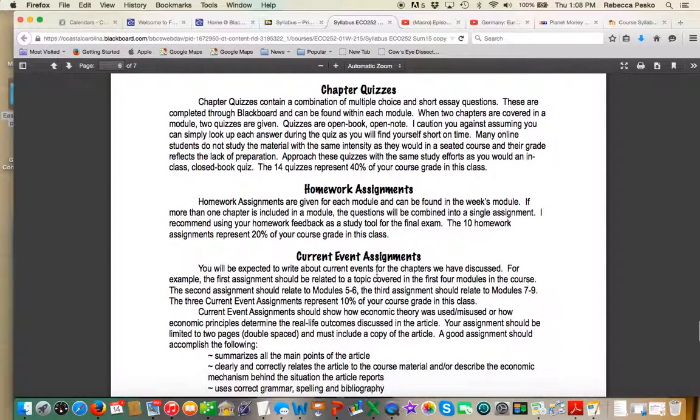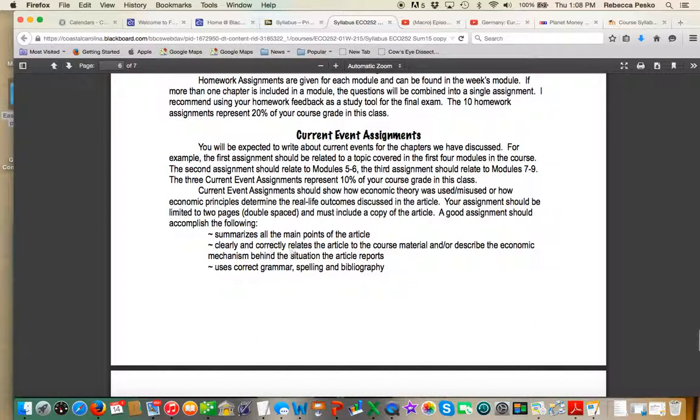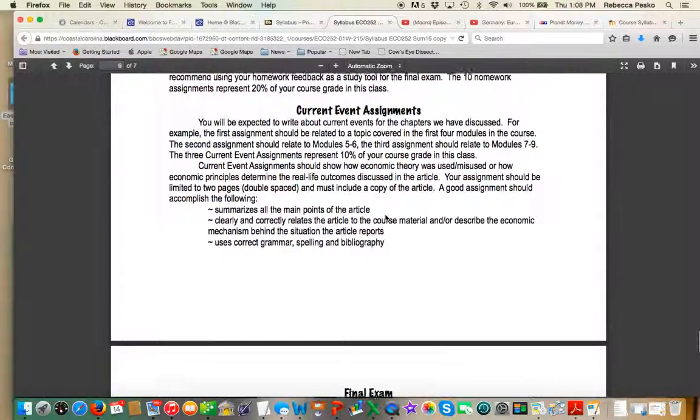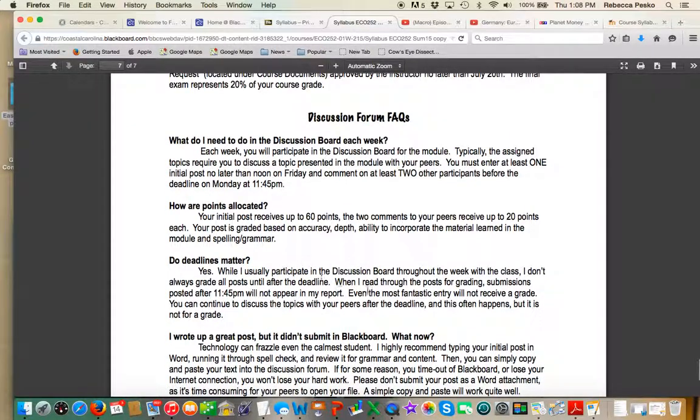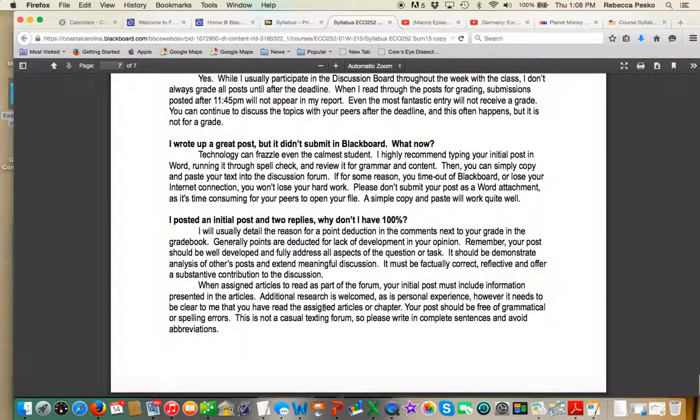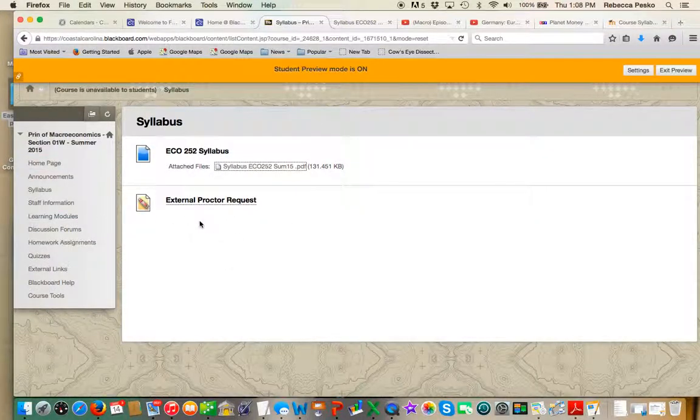I mentioned chapter quizzes, I mentioned homework assignments, and current events. This is the rubric for what I'm looking for in a current event, and the final exam. And I gave you some information about discussion forums. A lot of this pertains to grading. How is the discussion board graded? Please take some time to go over that, but I don't want to waste too much of our time in our video when you could just read it yourself. It's important, though. Take the time to read everything in that syllabus. Here's your external proctor request in case you do need to take that final exam off campus. Remember, you must do this no later than 2 weeks before the final exam.